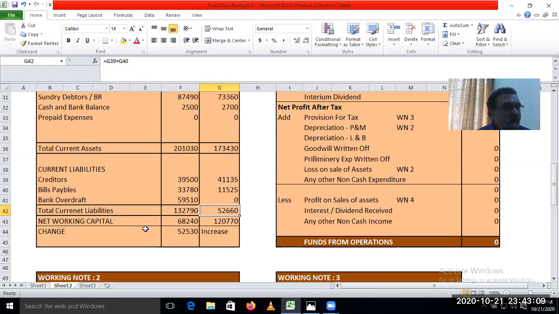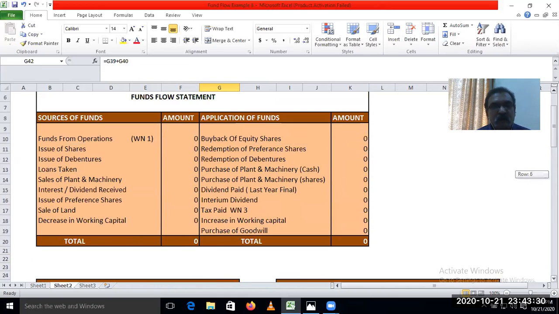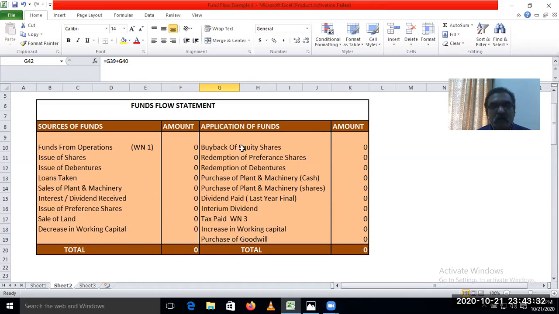You can check out, here is an increase in working capital by rupees 52,530. First year working capital is 68,240. Second year it is 1,20,770. It means working capital has increased by rupees 52,530. Increase in working capital we will write on our fund flow statement. It will appear on the application side. So on application side, increase in working capital 52,530.